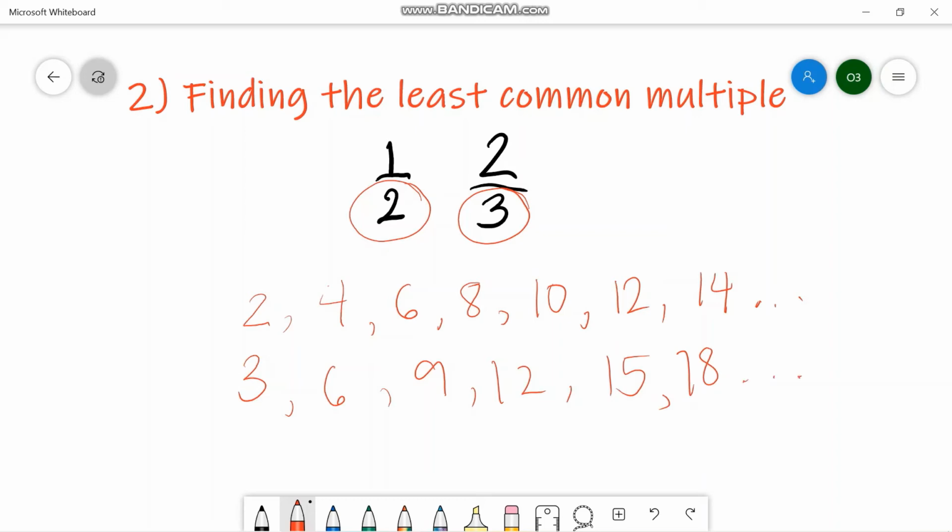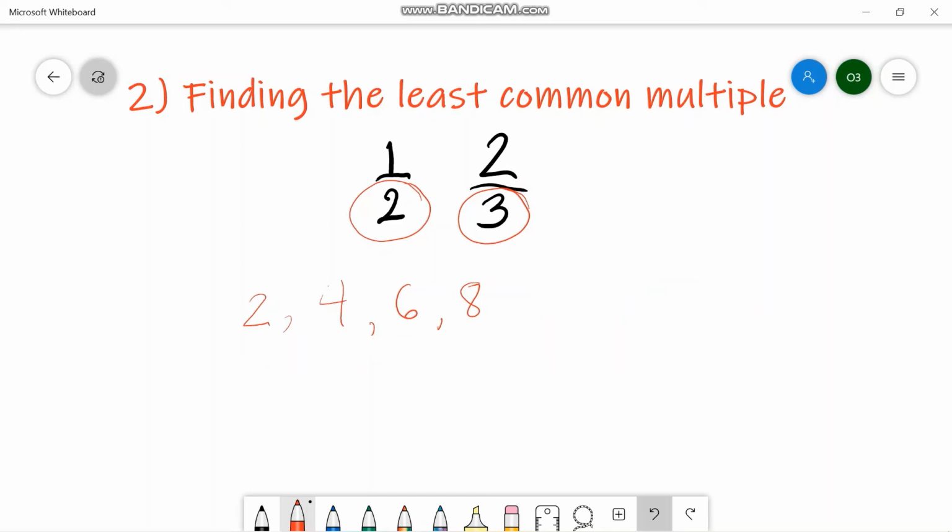Let's find the least common multiple. It means the smallest common multiple of the two. As you can see, we have common multiples such as 6 and 6. We also have 12 and 12. But which one is the least, or the smallest? Our least multiple here is 6. So our least common multiple for 2 and 3 is 6. Now we're going to use this to find the equivalent fractions.